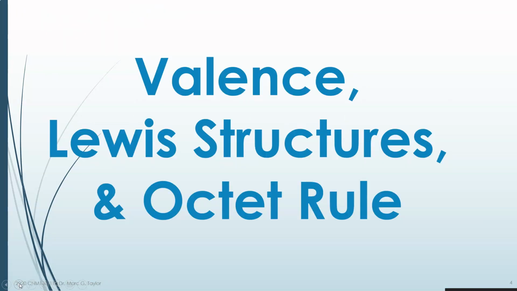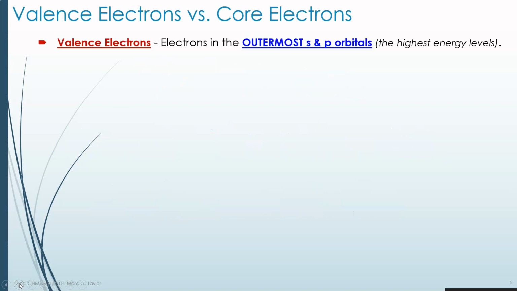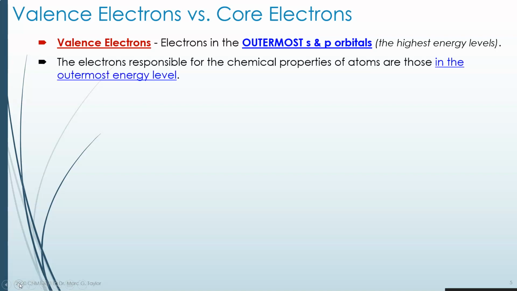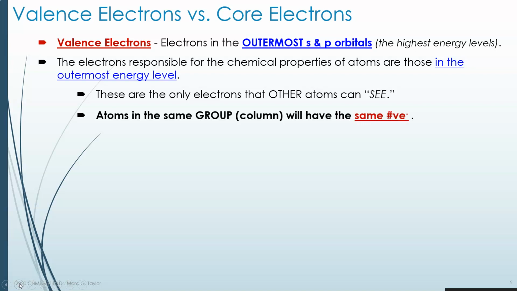So let's talk about valence electrons, Lewis structures, and the octet rule. Valence electrons, as I mentioned, are the outermost S and P orbital electrons. They're the highest energy electrons in the atom, and these are the electrons that are really responsible for the chemical properties of that atom, how they behave, their chemical reactivity. The reason is these are the electrons that other atoms can actually see. The other atoms don't see the inner electrons when they interact with an atom. They only see the outside of that atom, and the outside of that atom is predominantly the outermost electrons, and we're only going to discuss the S and P orbital electrons.